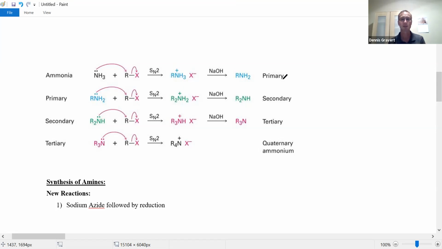This should look familiar. We talked about how to make an amine. You can do an SN2 reaction. So here's a primary amine. And you can just start with ammonia and take any alkyl halide. So here I'll take 1-bromobutane, and you can do an SN2 reaction to make 1-aminobutane, or this is 1-butanamine.